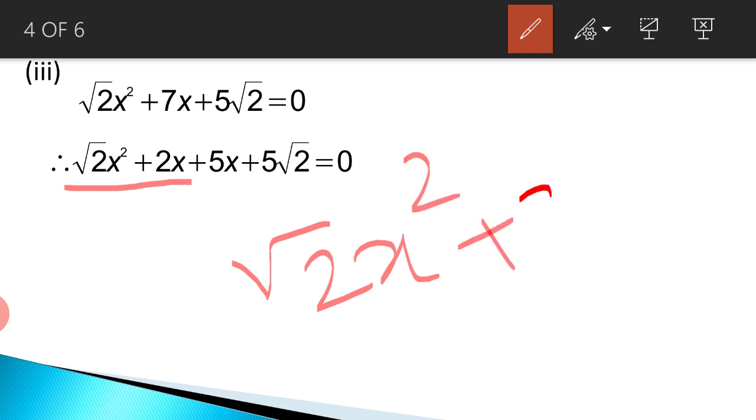Now what can be taken common? x can be taken common very easily. You will say, root 2 and 2, what can be taken common? So instead of root 2, can I write this 2 as root 2 into root 2?